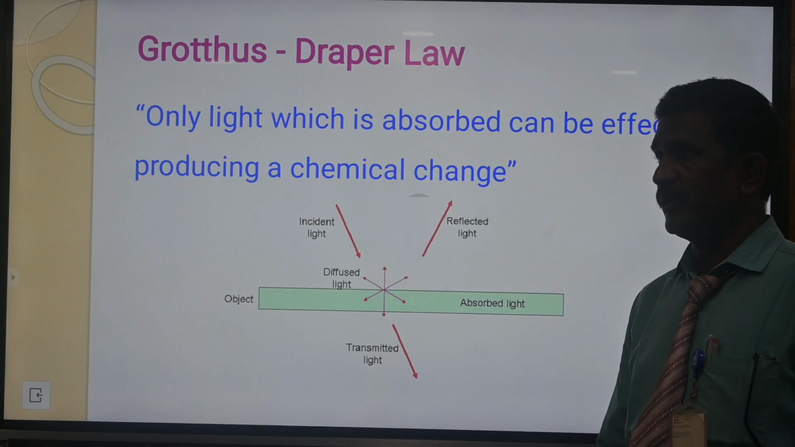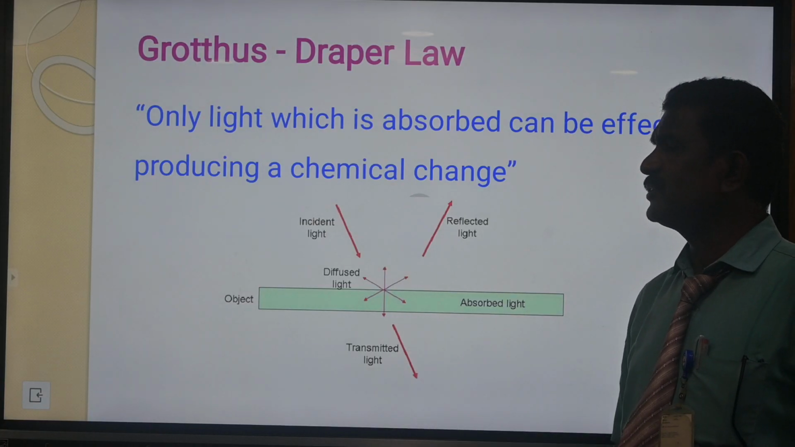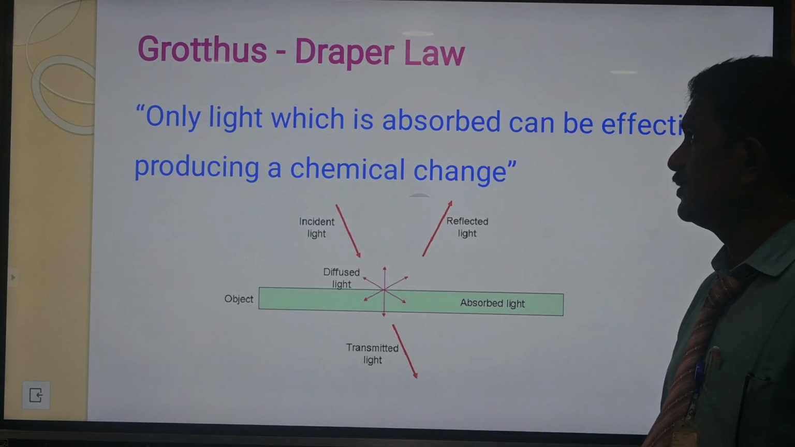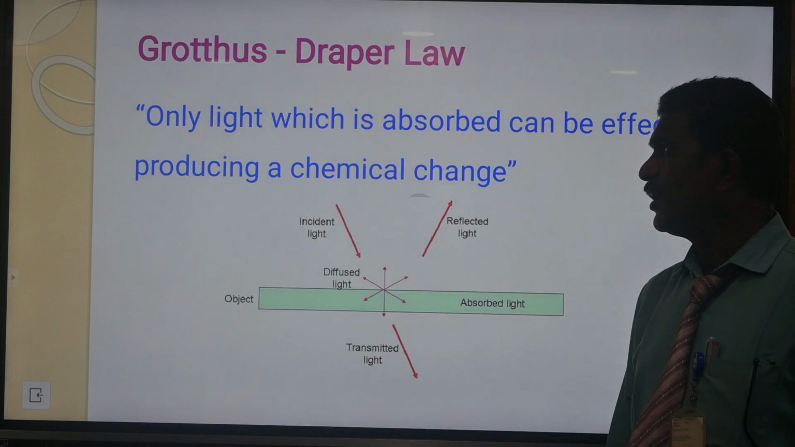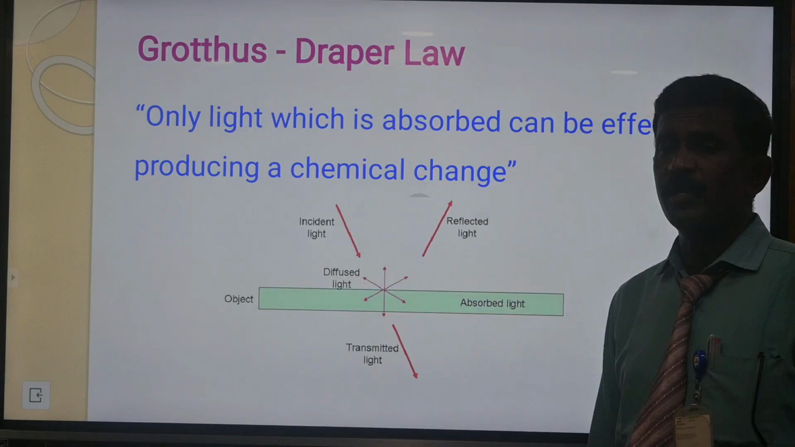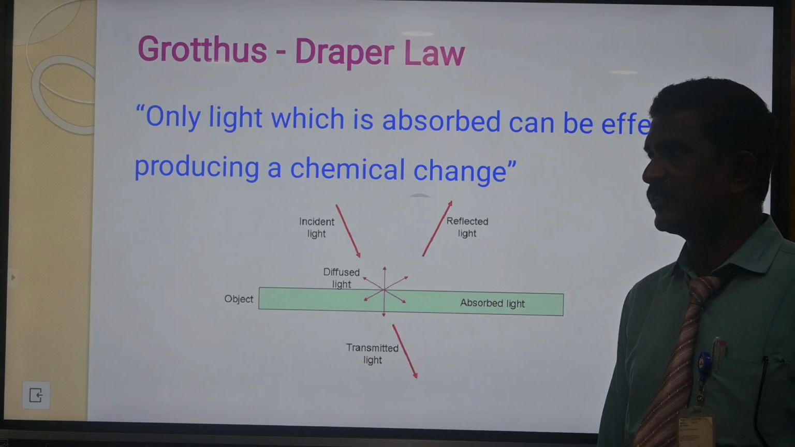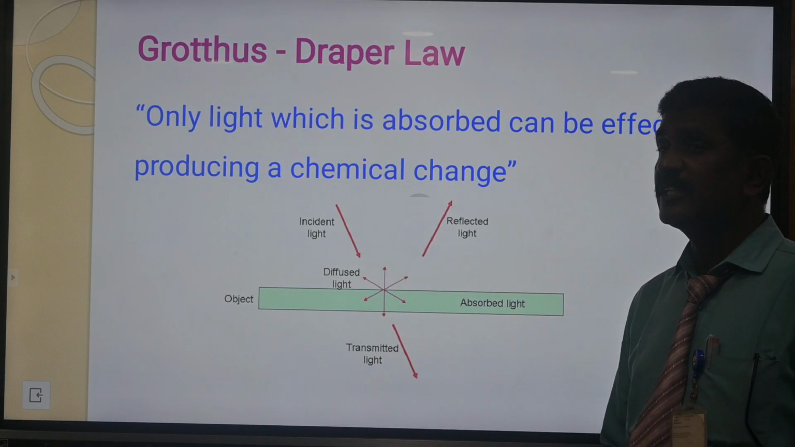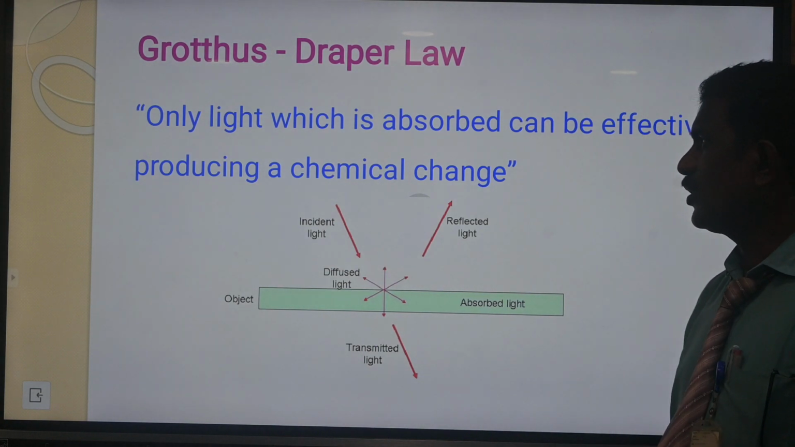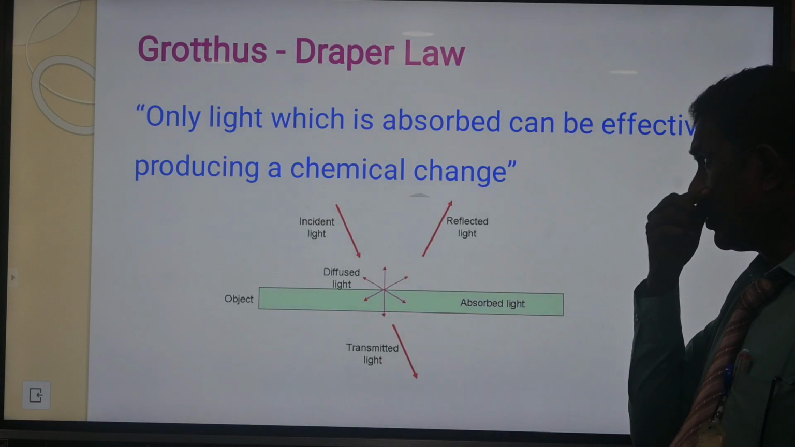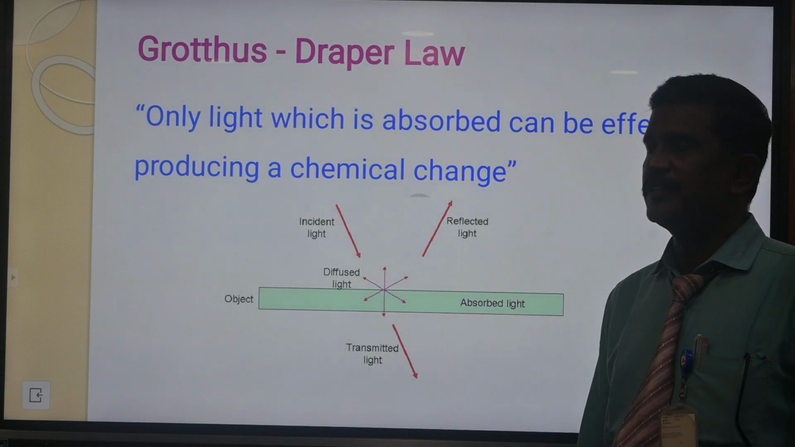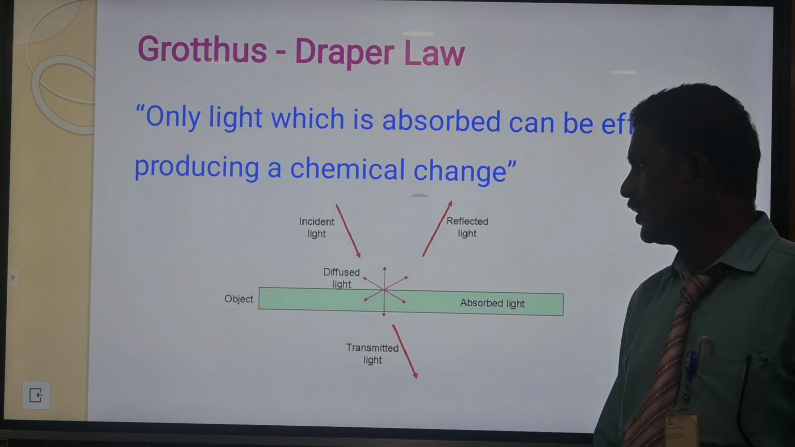reactions, or in photochemistry. So this is the first photochemical law, or we can say the Grotthuss-Draper law, which was developed by two different scientists. This is a very basic principle of photochemical reactions. This particular law is called the principle of photochemical activation, or the fundamental photochemical law. What is this law saying? Only light which is absorbed can bring about the chemical reaction.